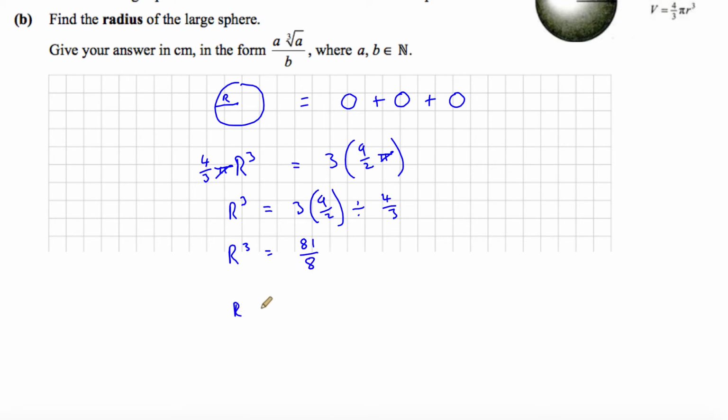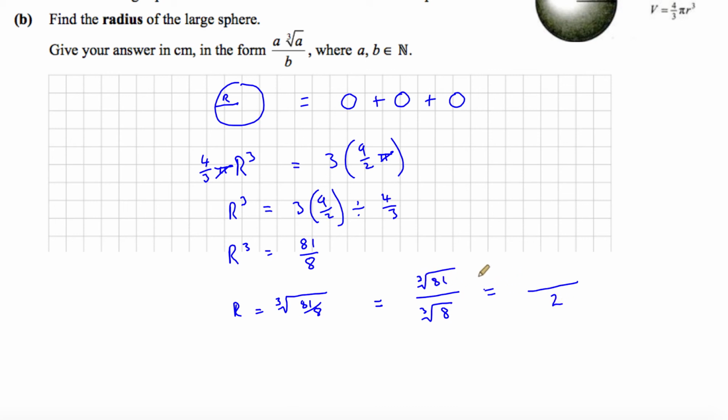So r then will be equal to the cube root of 81/8. If r cubed is 81/8, then r will be the cube root of that. So if we want to get this now into the form a cube root a over b, where a and b are natural numbers, we're going to have to do some manipulation here. Well, we can say that it's equal to the cube root of 81 over the cube root of 8. So we know the cube root of 8 is 2, so that's the denominator done.